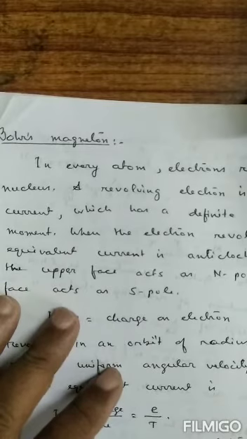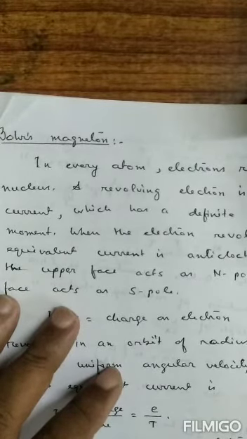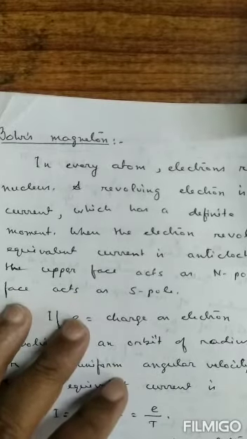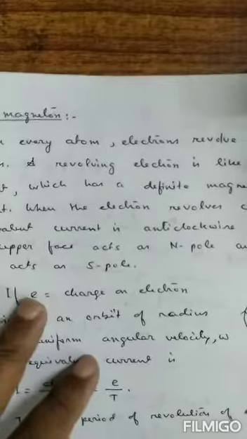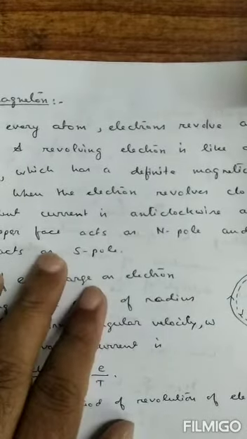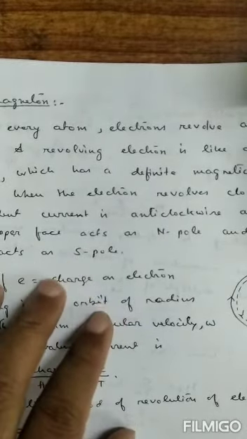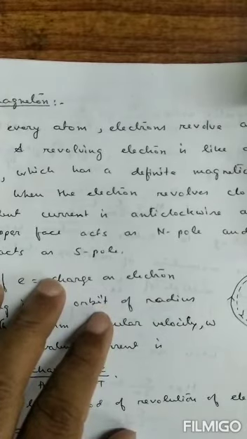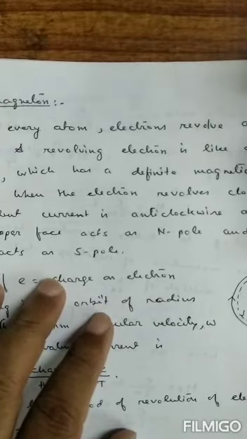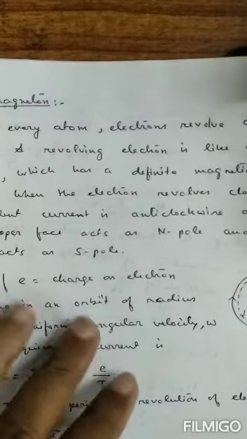When the electron revolves in clockwise direction, the equivalent current is anticlockwise, and hence the upper face of that atom acts as a north pole and the lower face acts as a south pole.